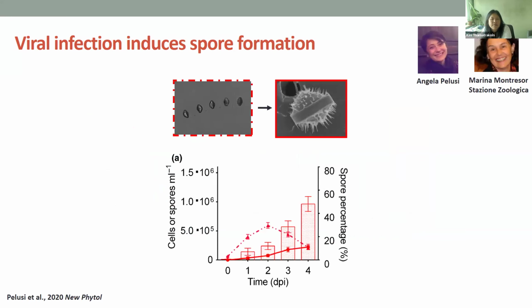We've also seen that viral infection can induce spore formation in diatom species that are capable of forming spores. This is work that we did in collaboration with Marina Montresor in Chaetoceros socialis, where we see that when we added viruses to a culture, up to almost half of the culture transitioned from the vegetative cell to this resting spore stage. And resting spores in diatoms are very, very heavily silicified, so they sink rapidly out of the mixed layer, which is another mechanism that could facilitate carbon export.